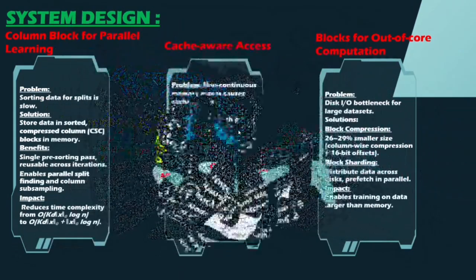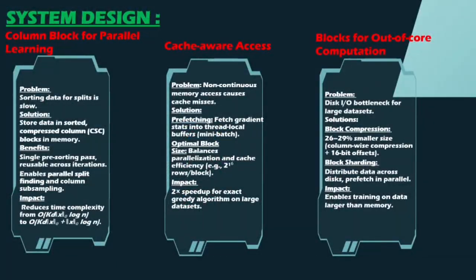Now we are looking at the three system-level optimization techniques in XGBoost design. First, the column block for parallel learning. It pre-sorts data into columnar blocks, enabling parallel split finding across features and eliminating repetitive sorting. Second, cache-aware access. It optimizes memory fetch patterns to minimize CPU cache misses, accelerating gradient statistics access by 2x.